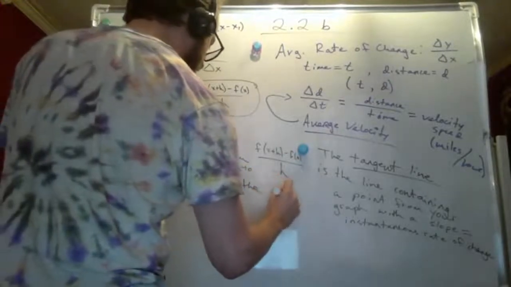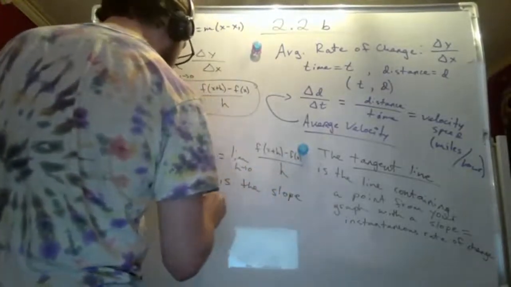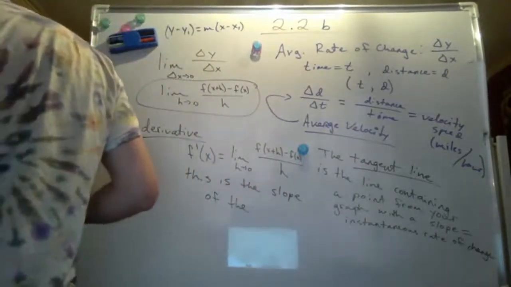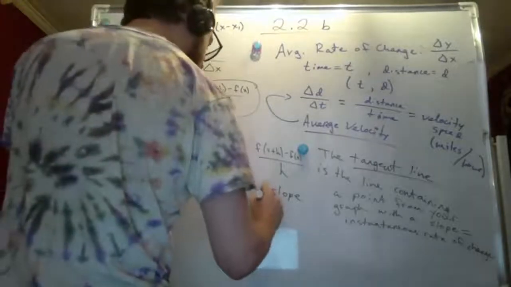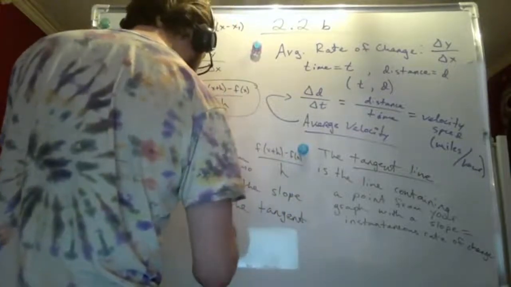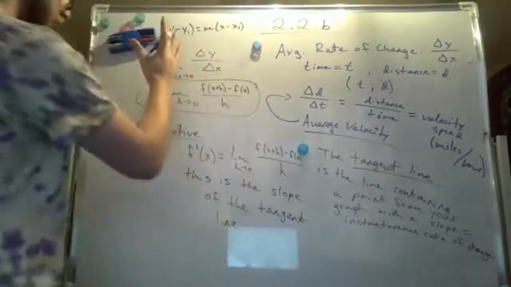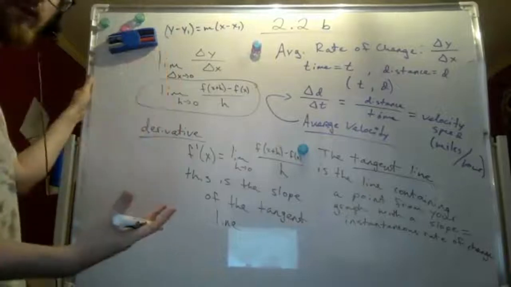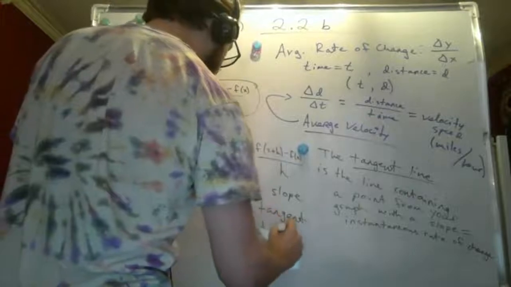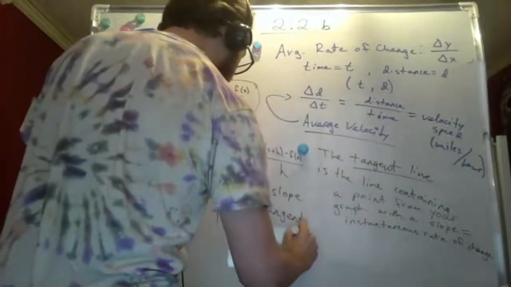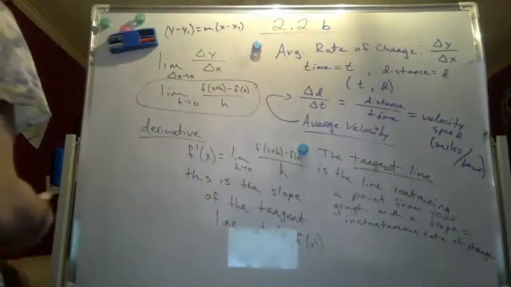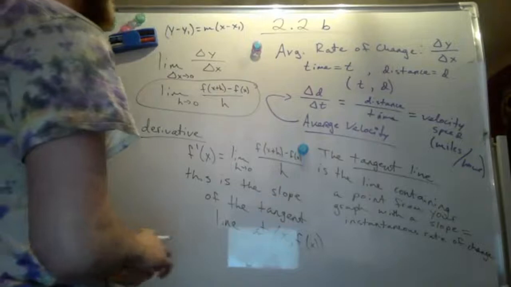So this is the slope of the tangent line, right? Remember, the tangent line is the line that's passing through a given point. This is the slope of the tangent line at this particular point, x, f of x, whatever that may be. And so there we have it. There's our definition for the derivative.